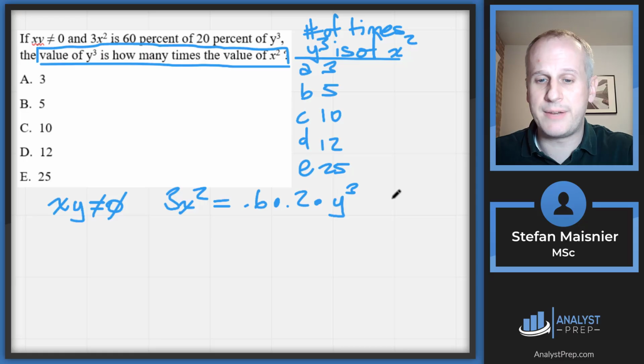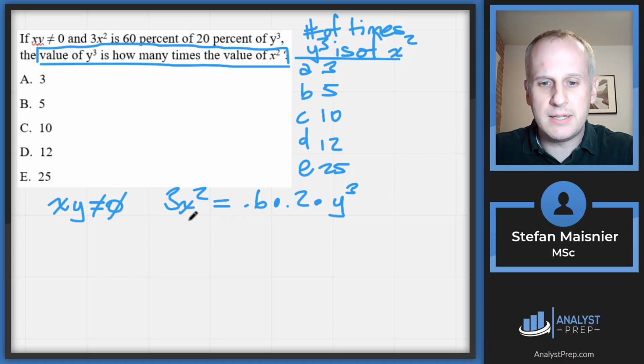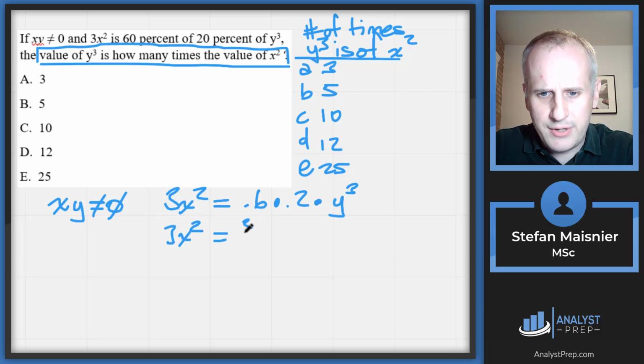So at this point, it's up to you as an individual to decide how you believe it will be easiest for you personally to manipulate the technical math. You can either do this as a decimal or you can do it as a fraction, but just pick a side because you don't want to have to switch midway. So in this case, I'd probably say that in my estimation, it might be easier as a fraction, just because I can do 6/10 or 3/5 and 2/5 or 1/5 pretty easily. So 3x squared is equal to 3/5 times 1/5 times y cubed.